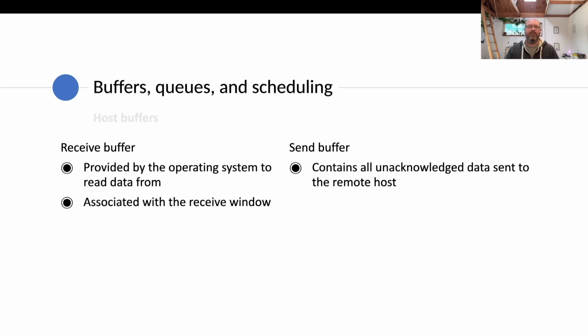On the host itself, we have two types of buffers that we care about. We have the receive buffer, which is provided by the operating system for the application to read from, and it's associated with the receive window. The receive window cannot extend beyond the receive buffer. Then we have the send buffer, which is for a sender. It has to maintain a copy of all of the data that is unacknowledged on the wire. It has to maintain that until it gets an acknowledgement to say, "Hey, I've got that packet." You can then remove that from the send buffer.